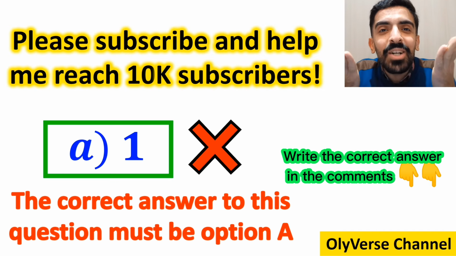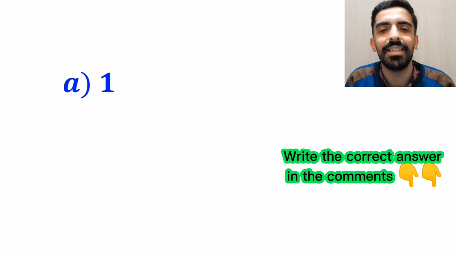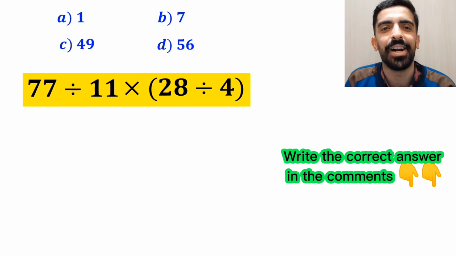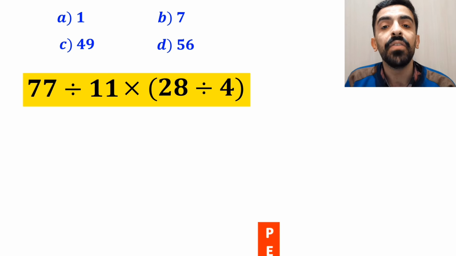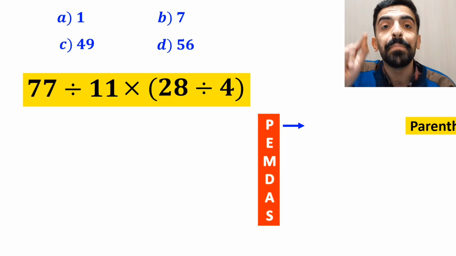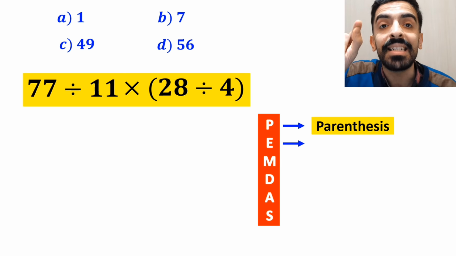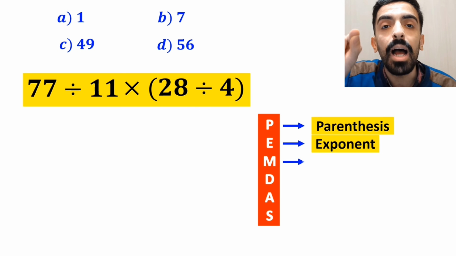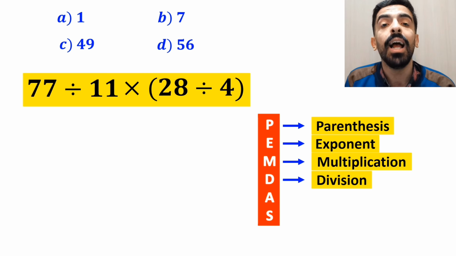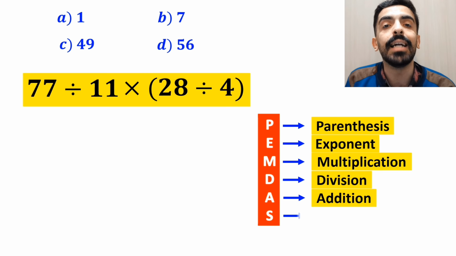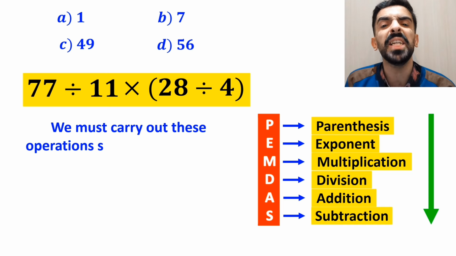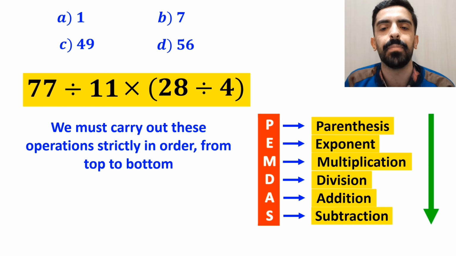However, it's not the correct answer to this question. Alright, now let's go through this question step by step and solve it together. To solve this question, we need to follow the PEMDAS rule step by step. In this rule, P stands for parentheses, E stands for exponent, M stands for multiplication, D stands for division, A stands for addition, and S stands for subtraction. We must carry out these operations strictly in order from top to bottom.